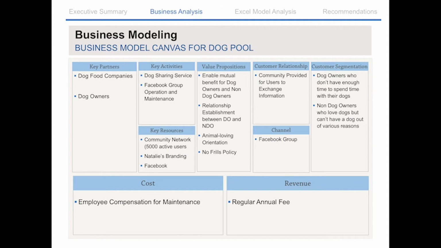Business model canvas can help analyze the current situation of Dogpool. Key elements related to the issues are picked out. Key partners of Dogpool are dog owners and dog food companies, and the key activities of Dogpool are dog sharing service together with Facebook group operation and maintenance. All business activities are currently developed based on Facebook group. Regular annual fee is the only revenue stream for Dogpool.